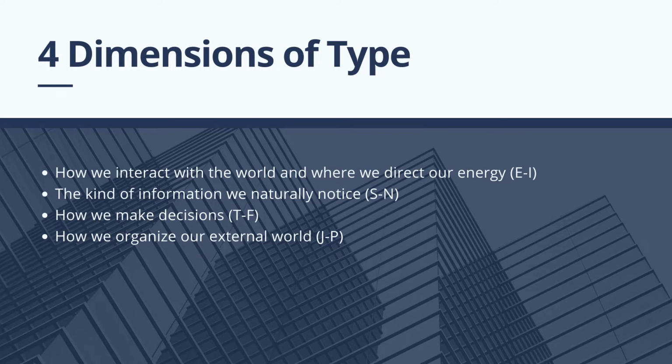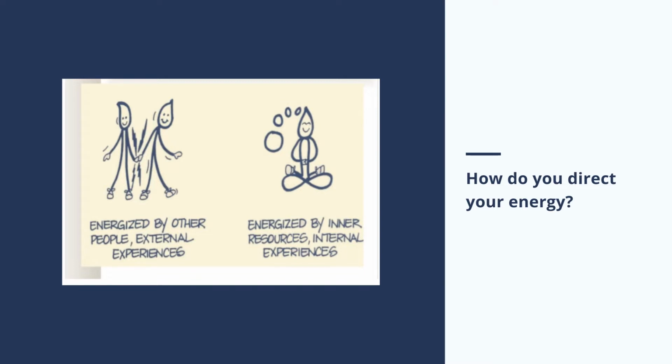These are the 4 dimensions of type. First, how we interact with the world and where we direct our energy, I and E. Next, the kind of information we naturally notice first, that is S and N. How do we make decisions, T and F. And then lastly, how do we organize our external world, J and P. So first, let's get into it.